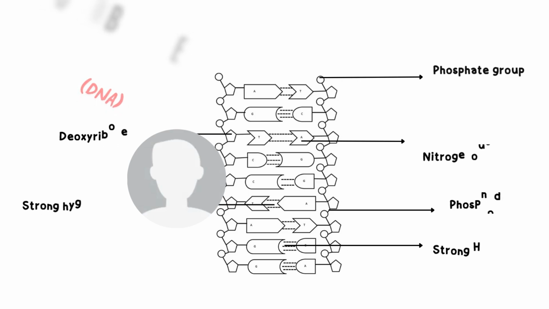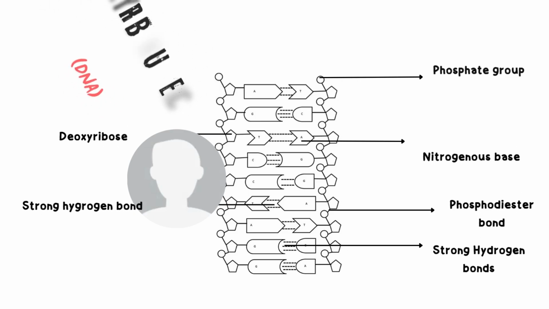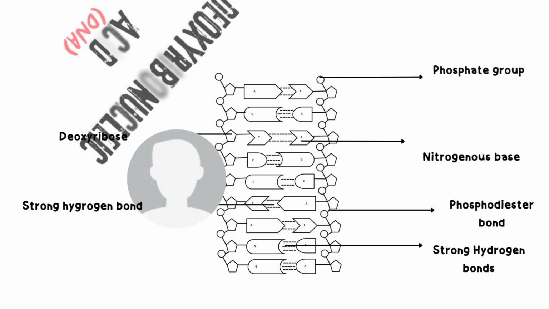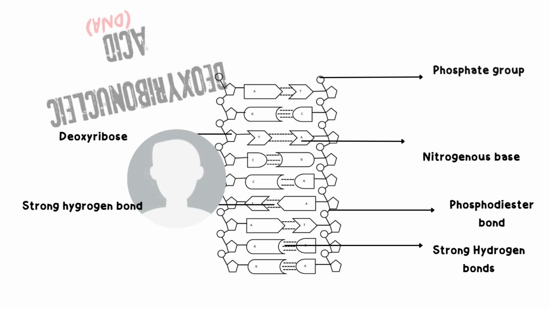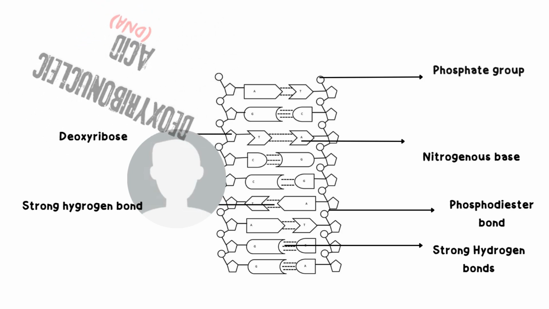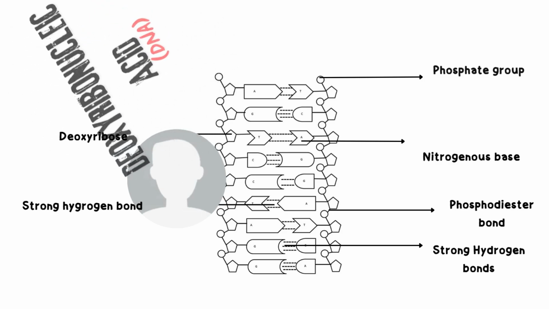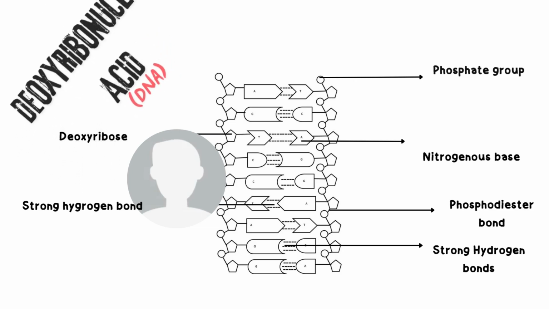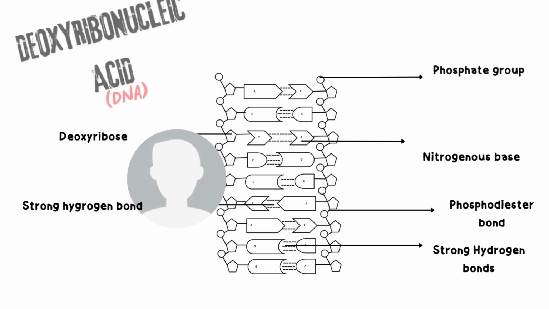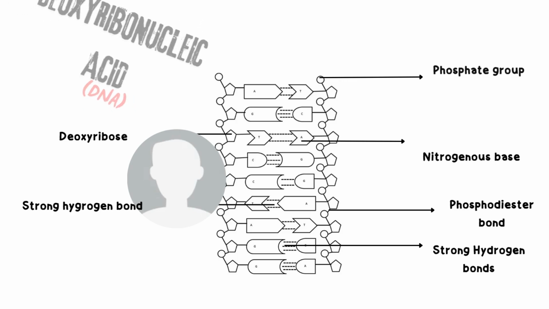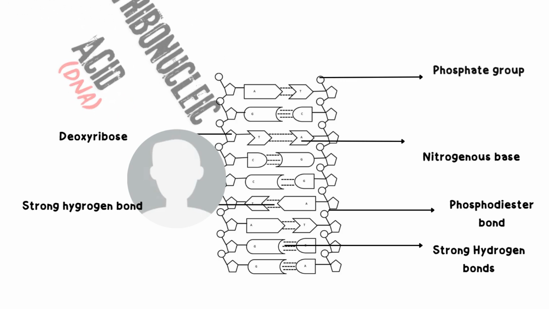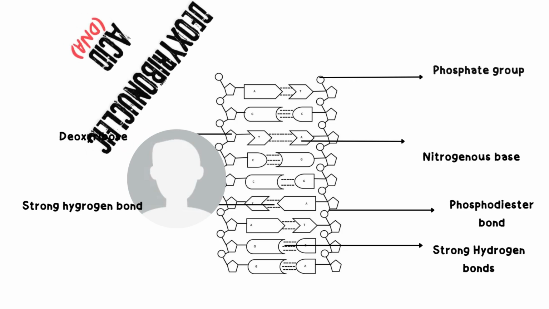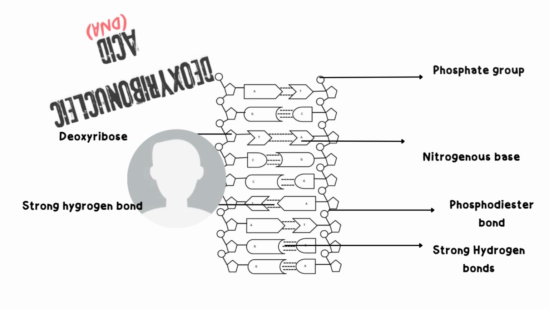Here's the deoxyribonucleic acid structure, which is double-stranded. We've got the many circles here. All these circles are known as the phosphate group. Then we've got the deoxyribose sugar. Then we've got the nitrogenous base. The nitrogenous base can be guanine, cytosine, adenine, and thymine.